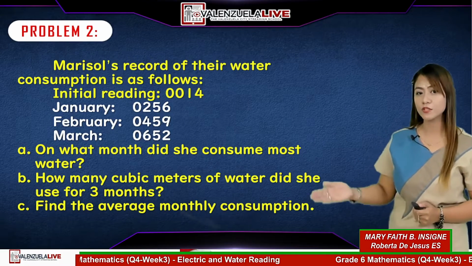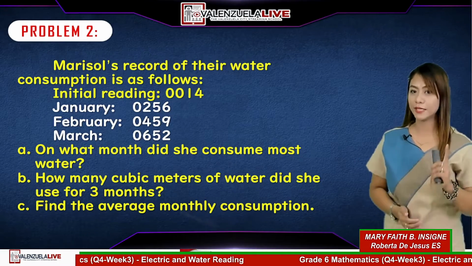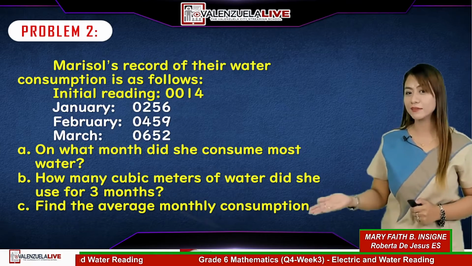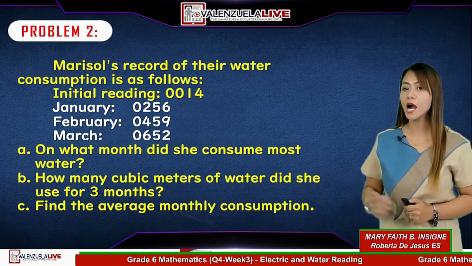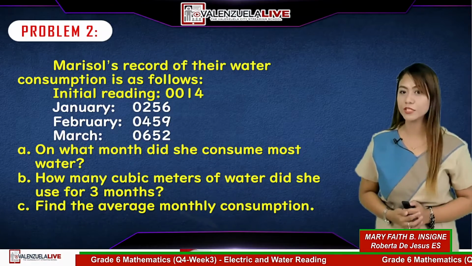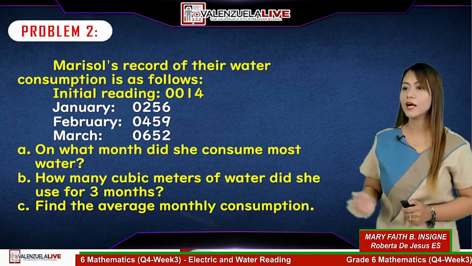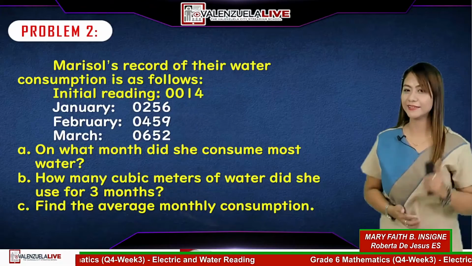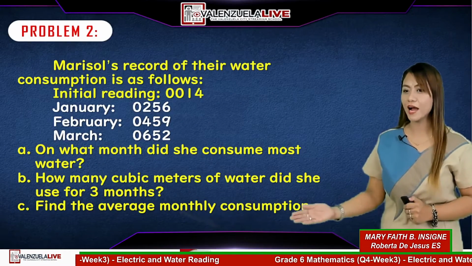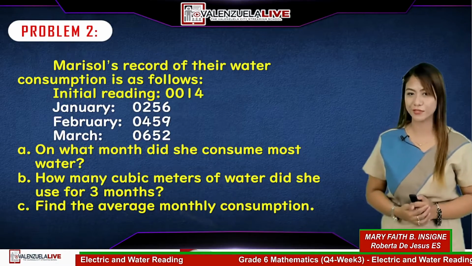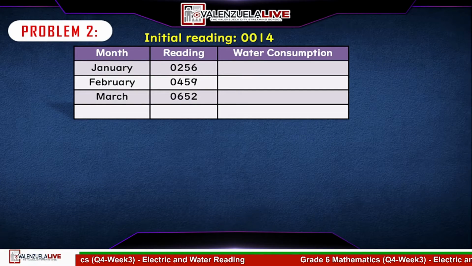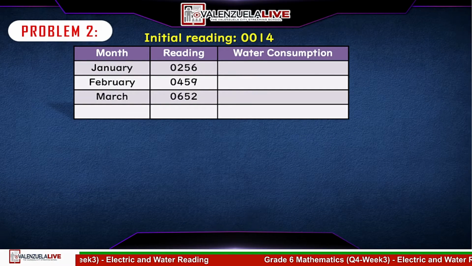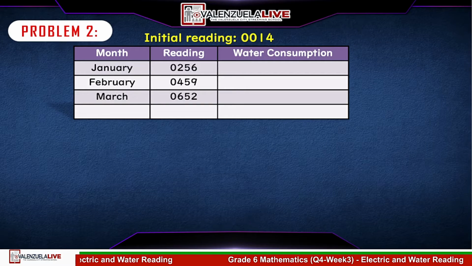These are the questions that we need to answer. Letter A, on what month did she consume most water? Letter B, how many liters of water did she use for 3 months? And letter C, find the average monthly consumption. But first, we need to get the monthly consumption to easily identify which month has the most water consumed.